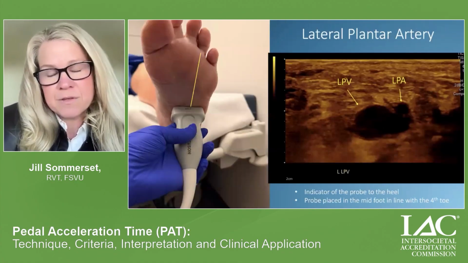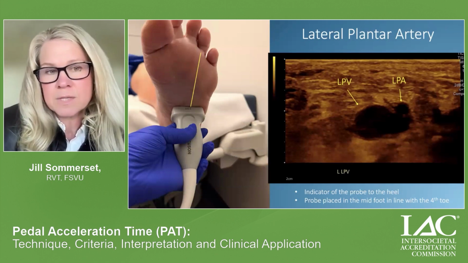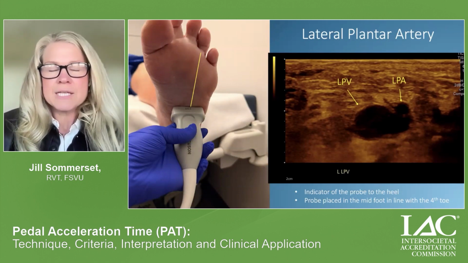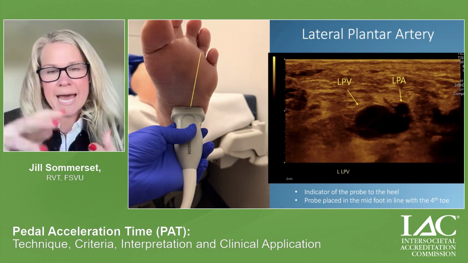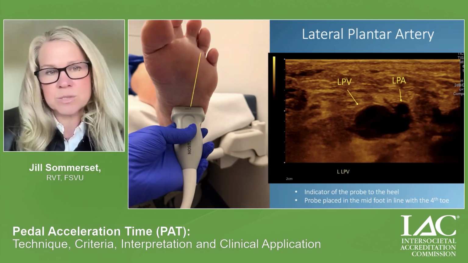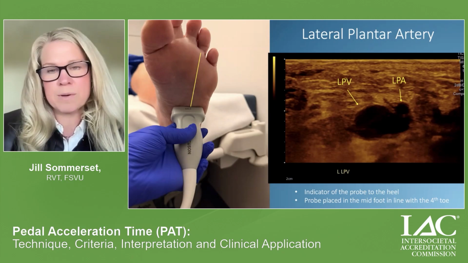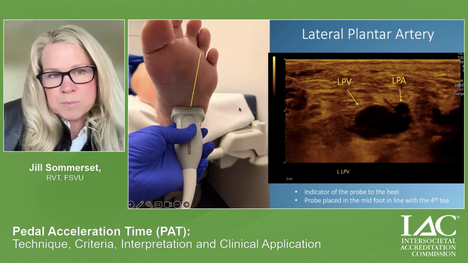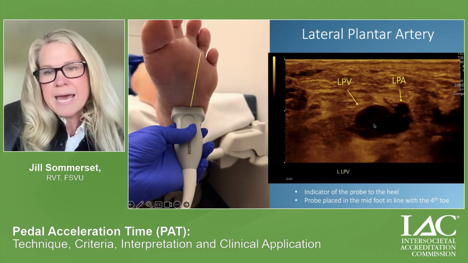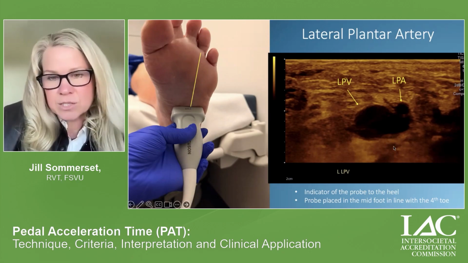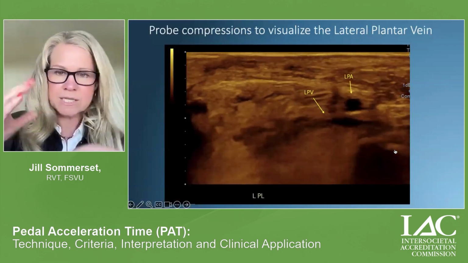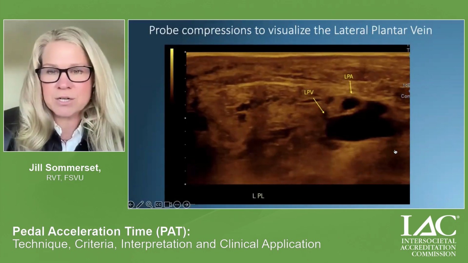Now let's go to the bottom of the foot. A lot of people struggle with the lateral plantar artery, so it's really important that we understand the external landmarks of how to scan. You're going to place the probe in a transverse view at the midfoot, and you want your probe to be in line with the fourth toe. The middle of the probe right in line with the fourth toe. And you're going to start to see some vasculature. From here, you are going to take the probe and do some compressions and just compress the lateral plantar vein.